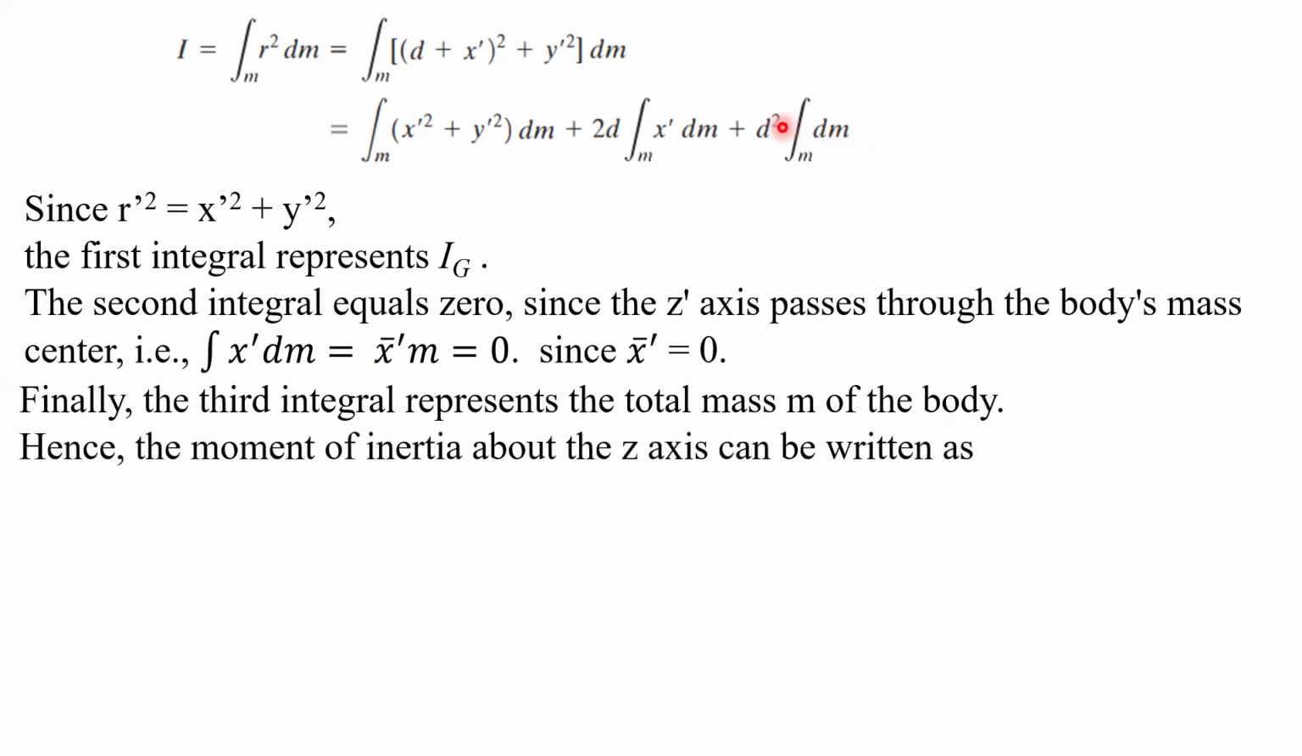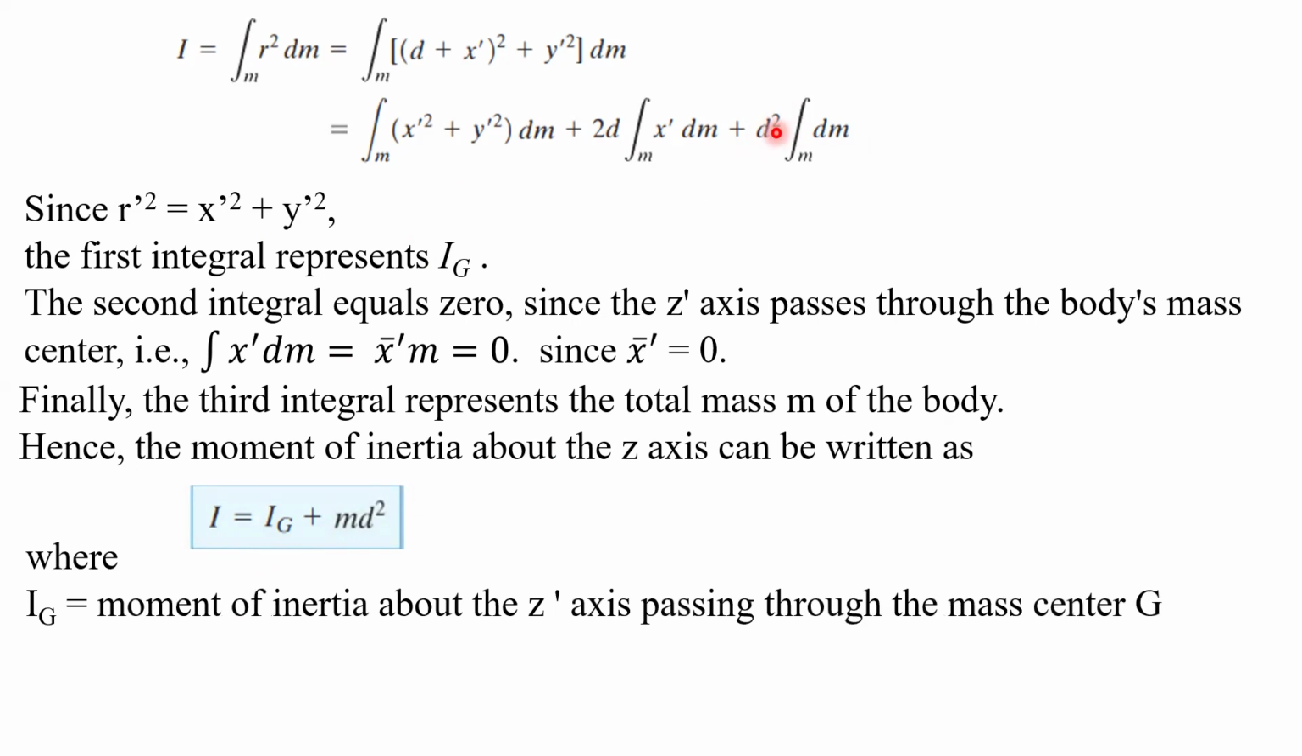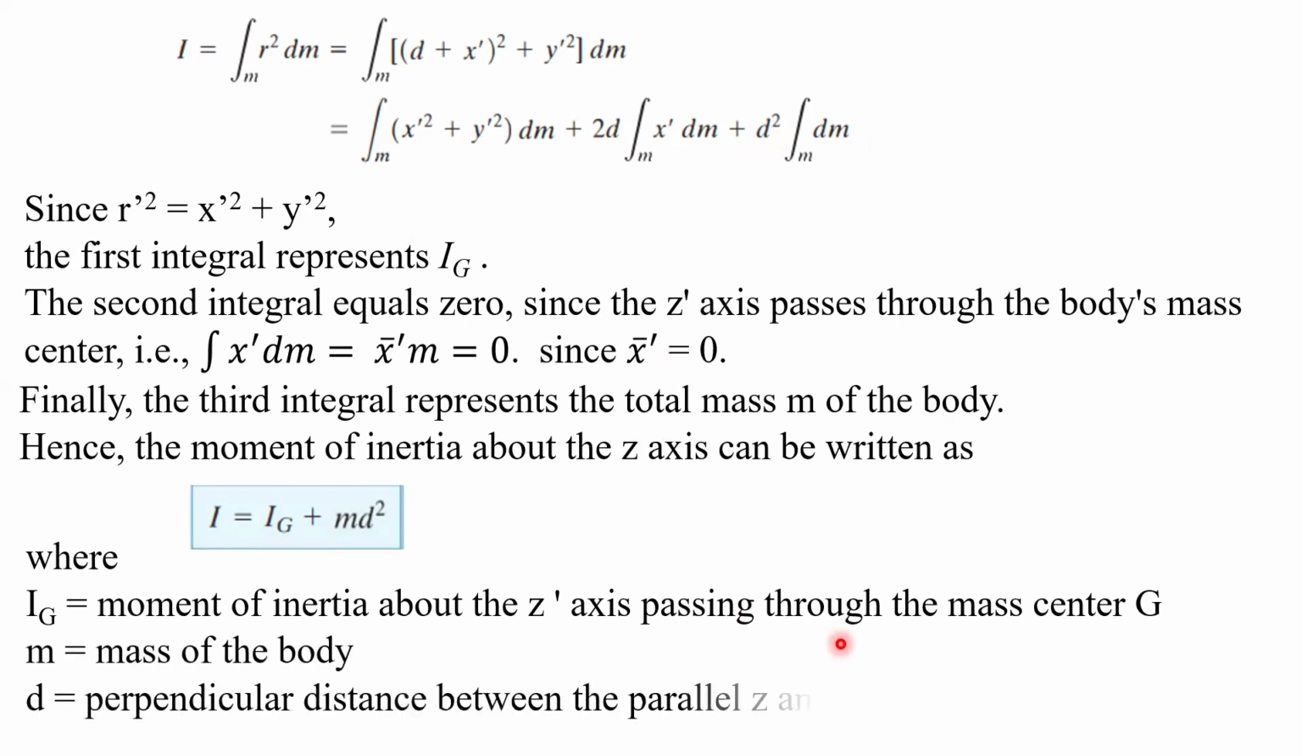So hence the moment of inertia about the z axis can be written as I is equal to IG plus m d squared, because this d squared is still remaining there. Where IG is the moment of inertia about the z prime axis passing through the mass center, m is the mass of the body, and d is the perpendicular distance between the parallel axes z and z prime.